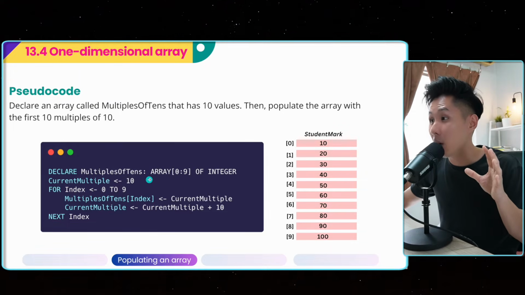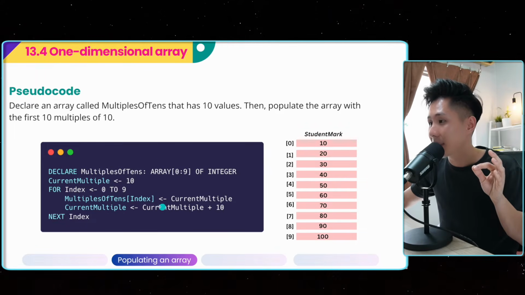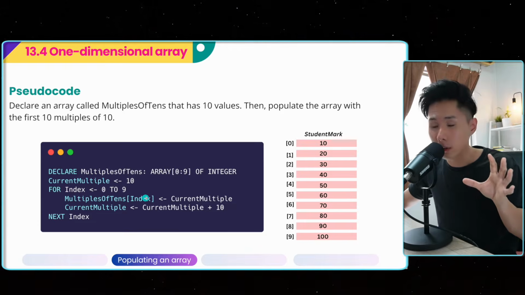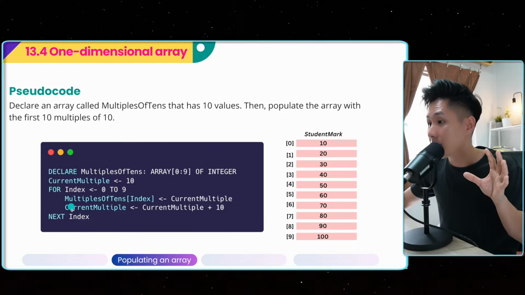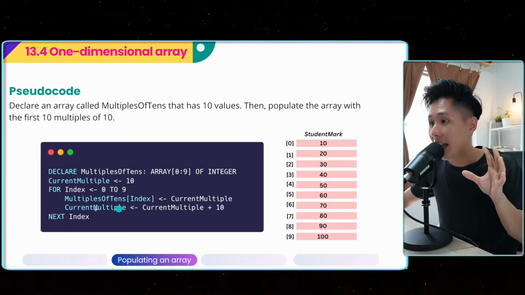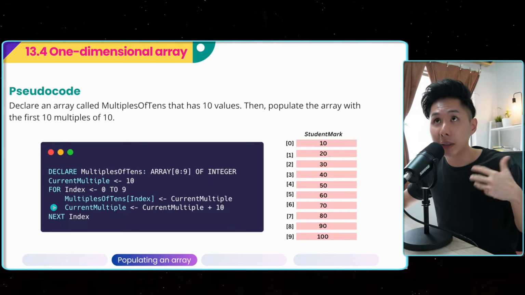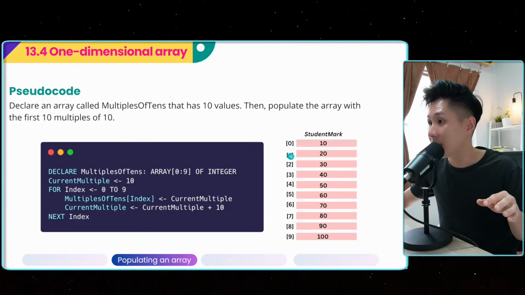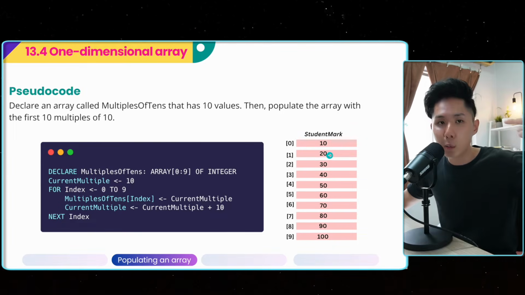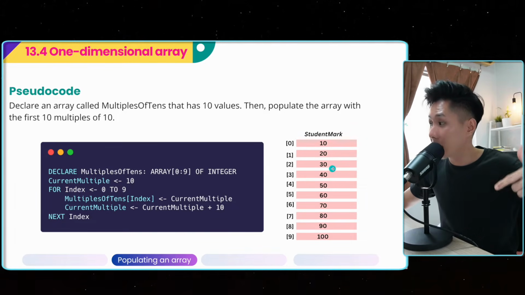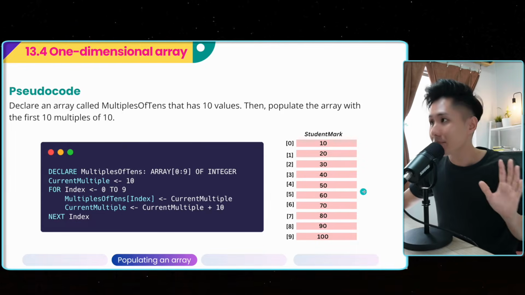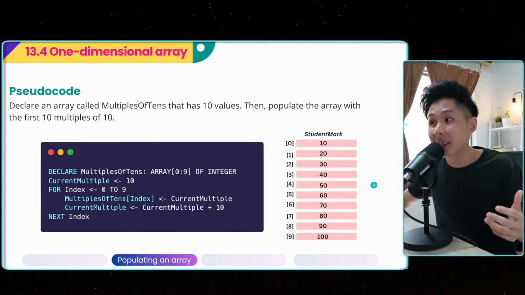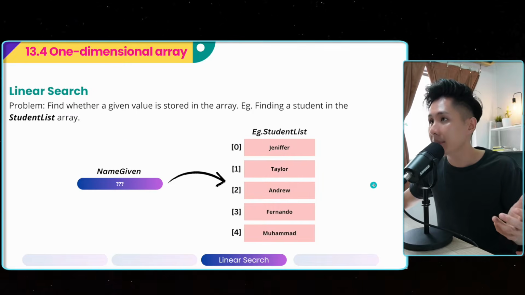Let's define a variable called current multiple, and I will store this multiple into the first item, which in this case is index 0. Then I will increment the multiple by 10. When the next index occurs, this means the index is incremented by 1. Now I'm going to move into index 1 and put in the added value, which is 20. So if we follow this loop, all the multiples of 10 will be added into this array. This is just a worked example to help you understand how we can populate an array.